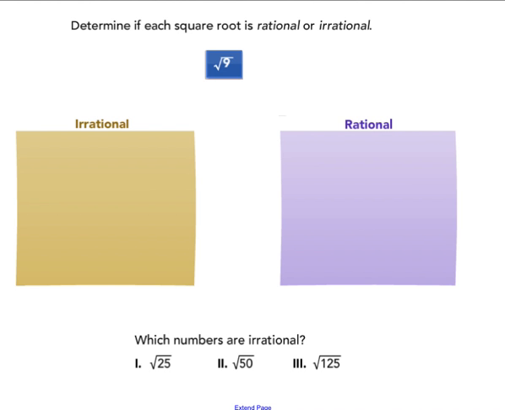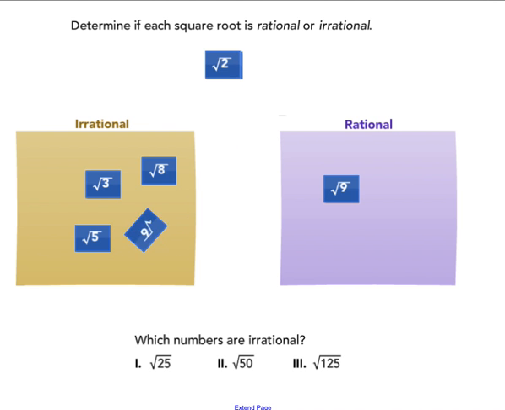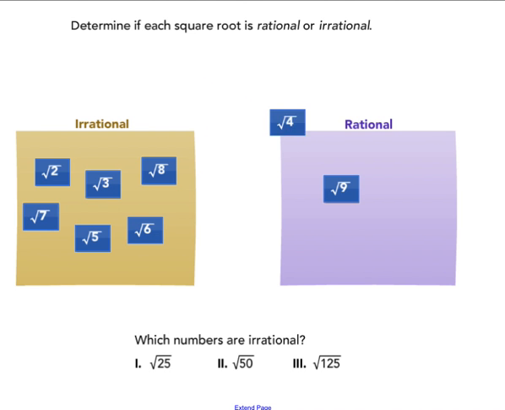Well, the square root of 9 is 3, so that's rational. Square root of 3, not a perfect square, irrational. Square root of 8, irrational. Square root of 5, also irrational. Square root of 6 is irrational. Square root of 2 is irrational. Square root of 7 is irrational. Square root of 4 is 2, and that is a rational number.